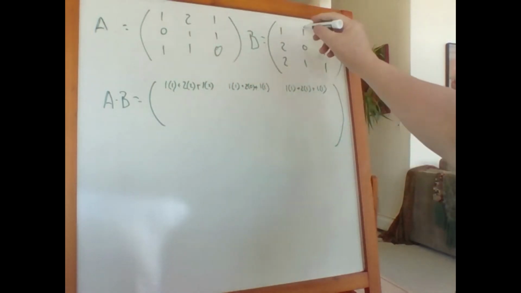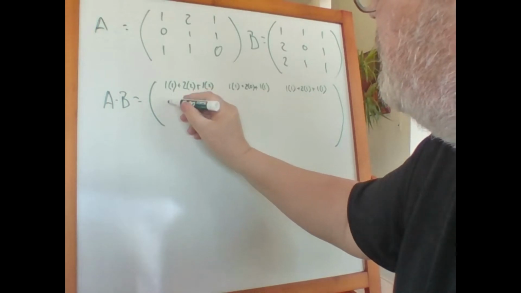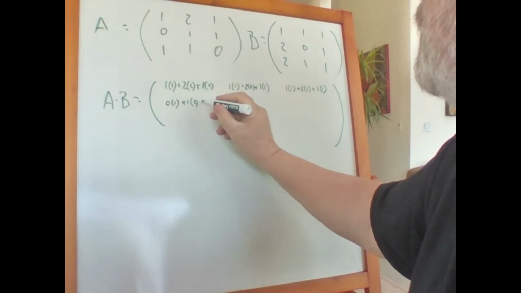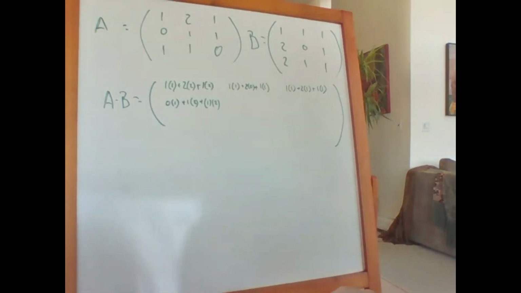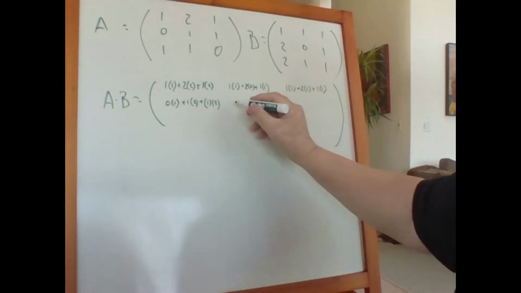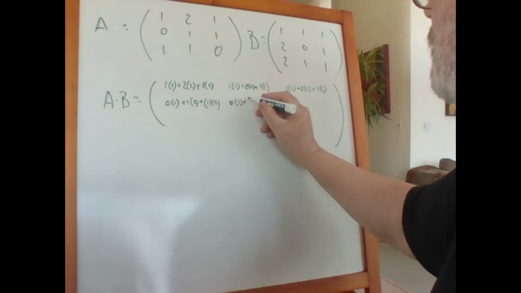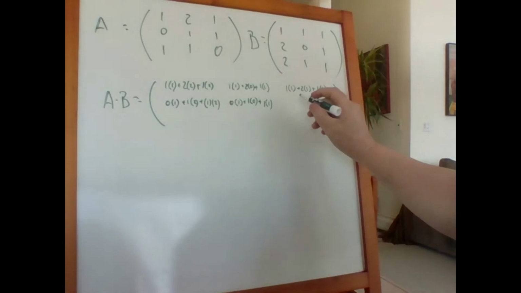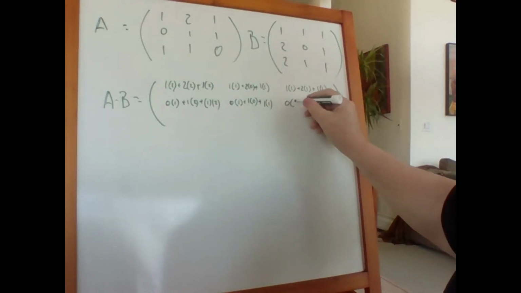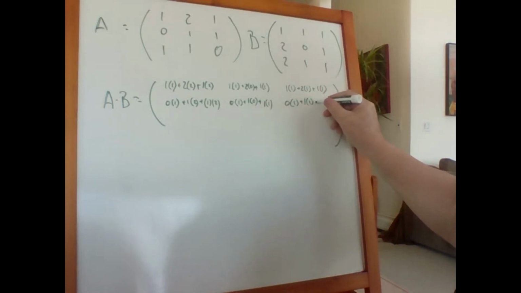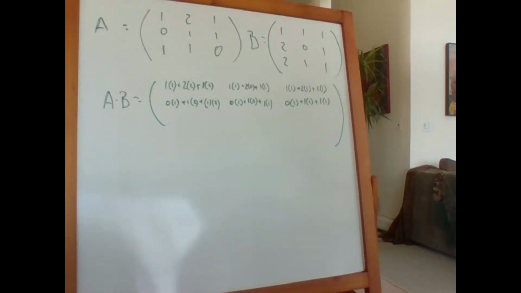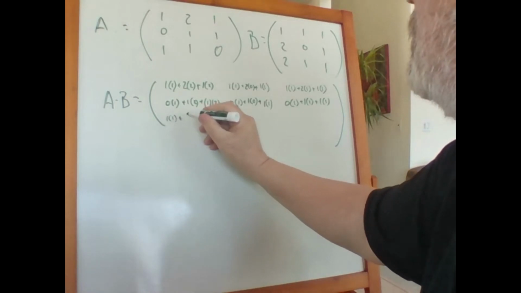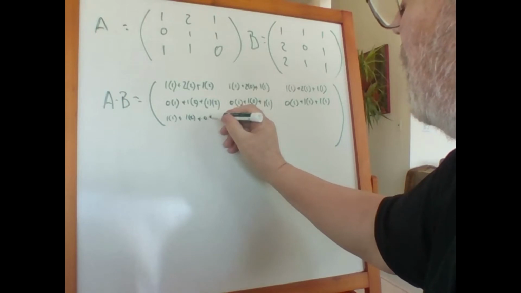Now we go for our second row. So we have 0 times 1 plus 1 times 2 plus 1 times 2. And now this one times that, so we have 0 times 1 plus 1 times 0 plus 1 times 1. Last element, we get 0 times 1 plus 1 times 1 plus 1 times 1. Now the last row, this times all those columns, so we have 1 times 1 plus 1 times 2 plus 0 times 2.